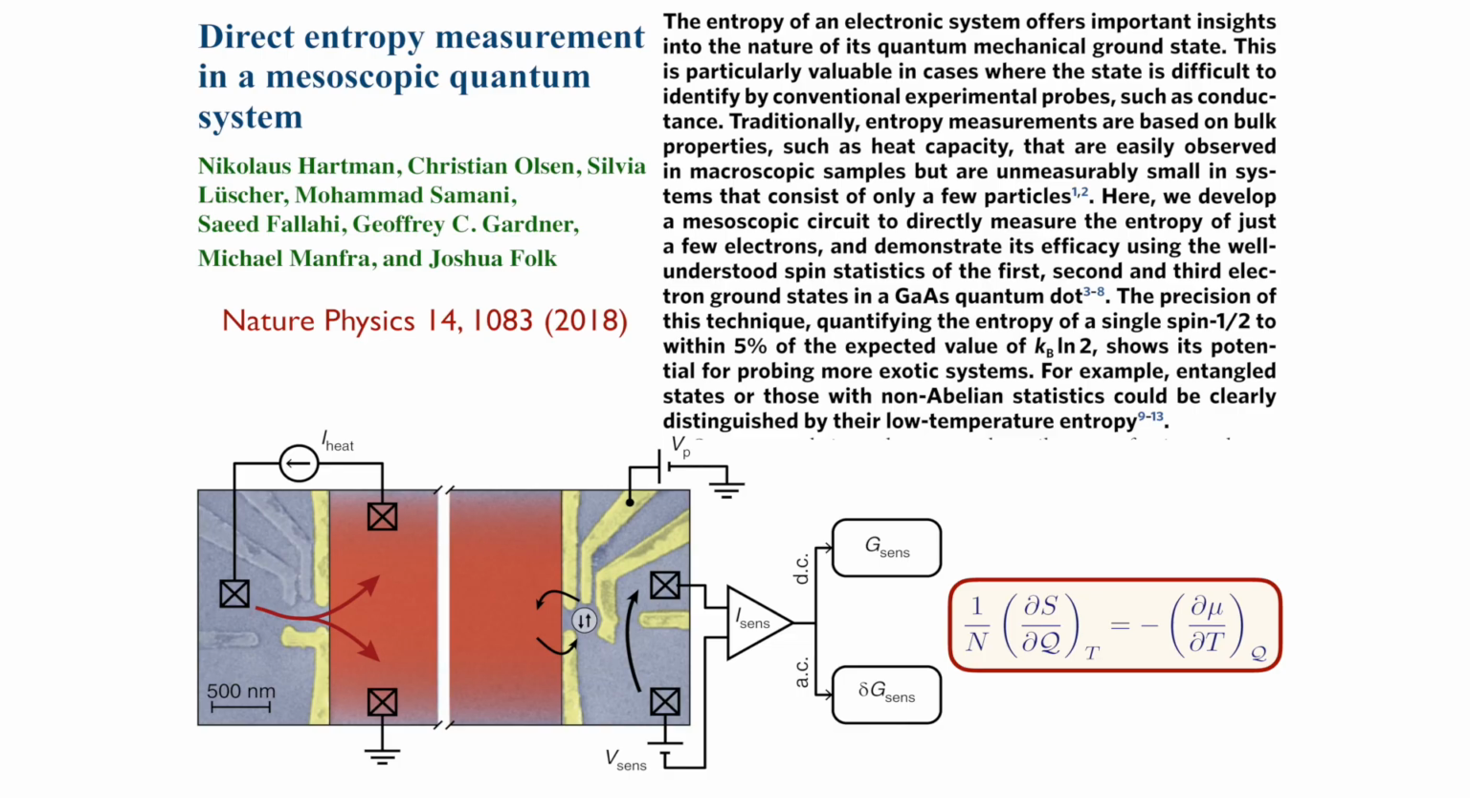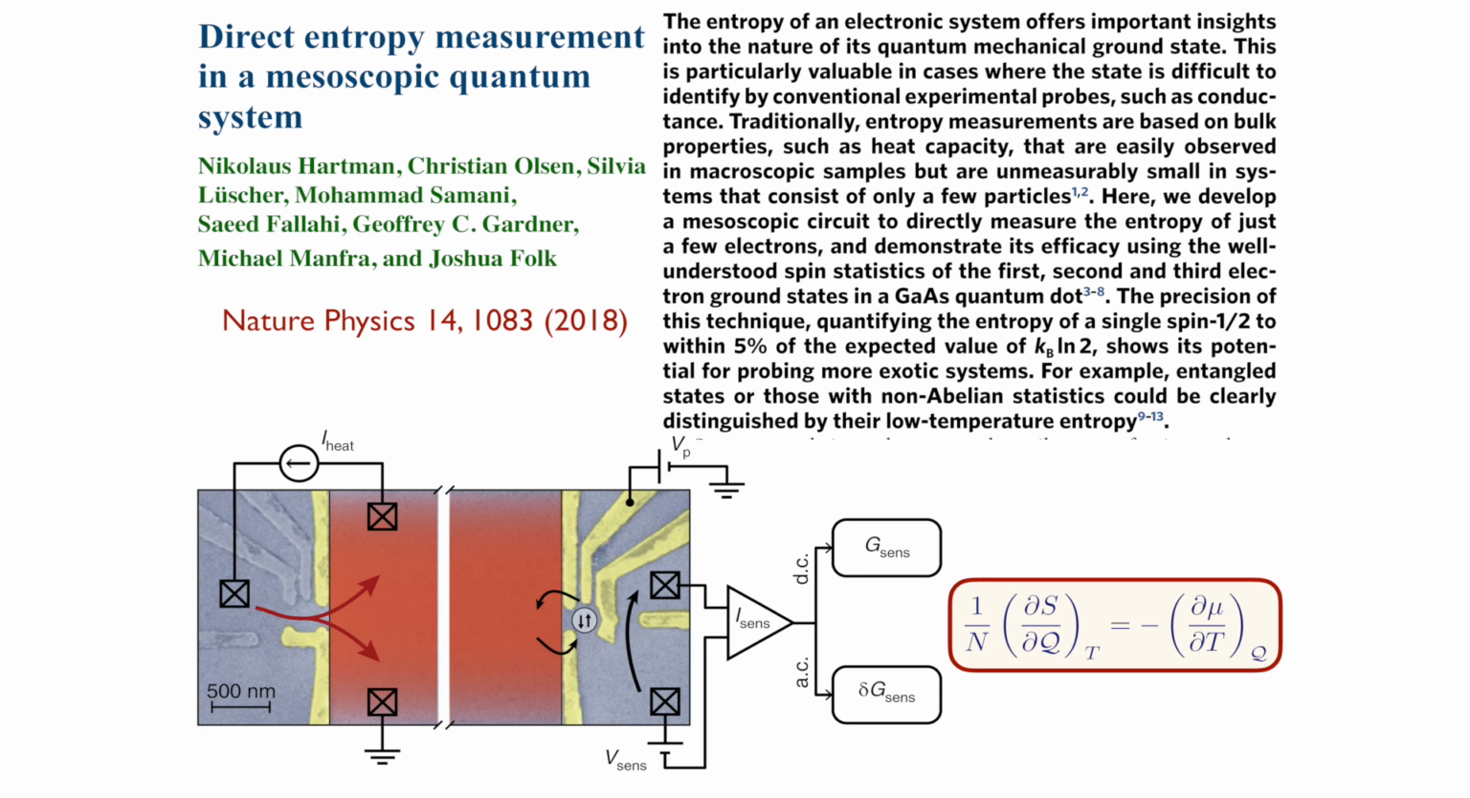All right. So now let's turn to some experimental possibilities. This relation, dS/dQ equals d mu dT, is also crucial to some experiments. In fact, here's a fairly recent experiment by the group of Josh Folk, where he's measured the entropy of a single spin. There's the spin over there, that little dot. It's coupled to a reservoir. This is what's heating the spin. You're changing the temperature with the current that you put through this reservoir.